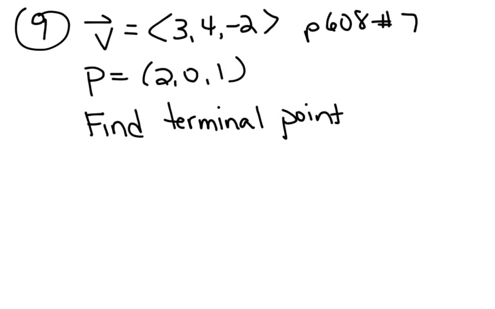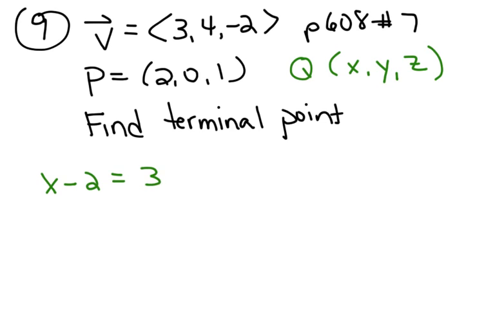On page 608, number 7, we give you a vector in 3 dimensions, and we give you the initial point of the vector. We want to find the terminal point. Well, I don't know what the terminal point is, but I can call it (x, y, z). So we know that we find the vector by doing the terminal minus initial, and that's going to equal the components of the vector. So x - 2 must equal 3.